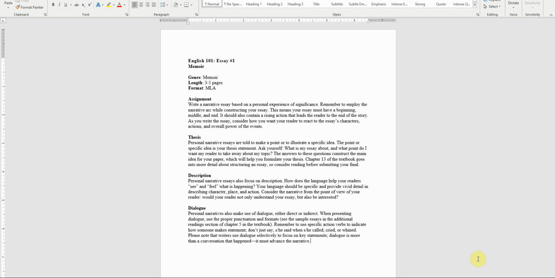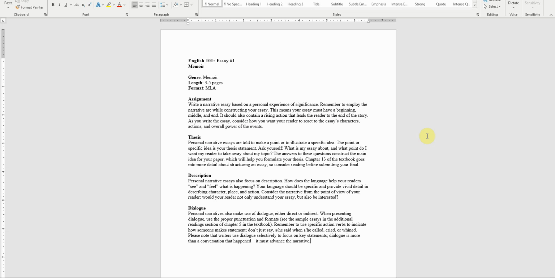We're going to talk more in just a second about the narrative arc and how to construct your essay using the narrative arc. Before we get to that, though, just a couple of points here to consider. I want you guys to consider how you want your reader to react to the story itself. That includes the characters, the actions, the power of the events. You are in control of telling the story, so you get to choose.